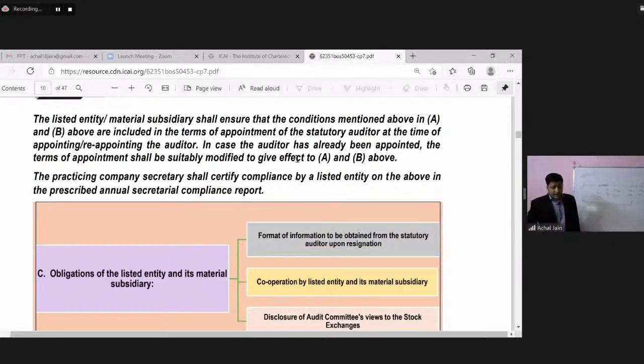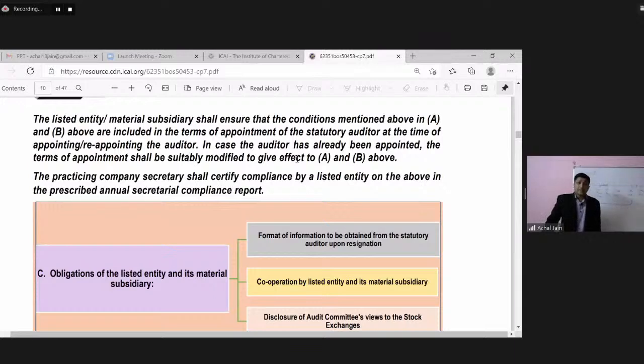So now this will have to be included in the engagement letter of the auditor. When the auditor gets appointed, in terms of appointment of the statutory auditor, all of these things will be specified. So this will form part of the engagement letter. And in case the auditor is already appointed, because nowadays auditors are appointed for 5 years, then suitable modification should be included in respect of these clauses in the engagement letter.